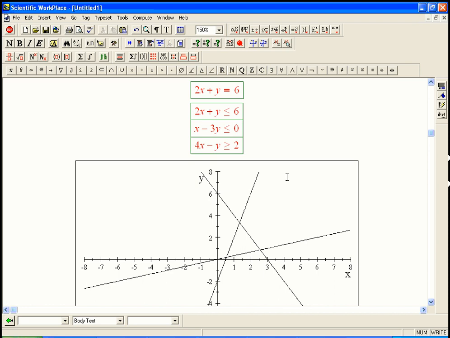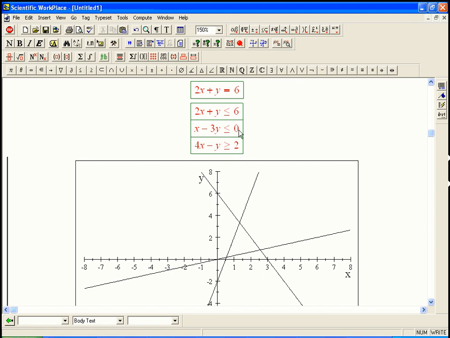Okay, so 2x plus y less than or equal to 6. Now, the usual method of doing this is test points, and for these, the first and the third, we can just test the origin. 0 plus 0 is less than or equal to 6. Yes, that is a true fact. So that was this guy. And the origin is in the allowable set for that. So it's everything down and to the left of that.